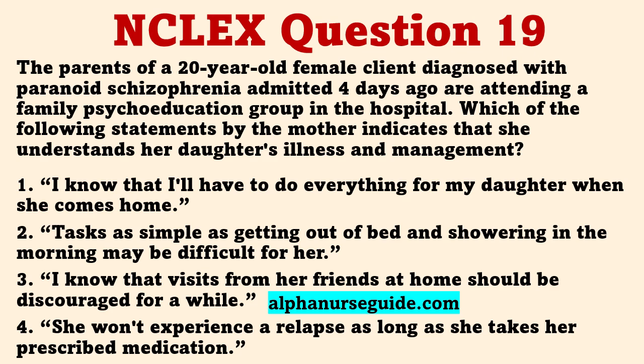The parents of a 20-year-old female client diagnosed with paranoid schizophrenia admitted 4 days ago are attending a family psychoeducation group in the hospital. Which of the following statements by the mother indicates that she understands her daughter's illness and management? 1. I know that I'll have to do everything for my daughter when she comes home. 2. Tasks as simple as getting out of bed and showering in the morning may be difficult for her. 3. I know that visits from her friends at home should be discouraged for a while. 4. She won't experience a relapse as long as she takes her prescribed medication.